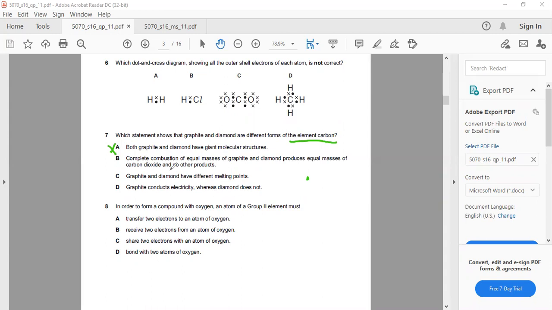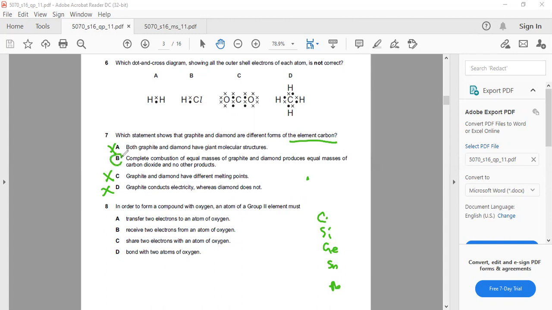First, let's eliminate the wrong answers. Graphite and diamond have different melting points. Wrong, elements may have different melting points. Graphite conducts electricity while diamond does not. No, elements may have different physical properties. In group 4, carbon, silicon, germanium, tin, lead have different physical properties. Carbon as diamond does not conduct electricity. Tin and lead are metals.